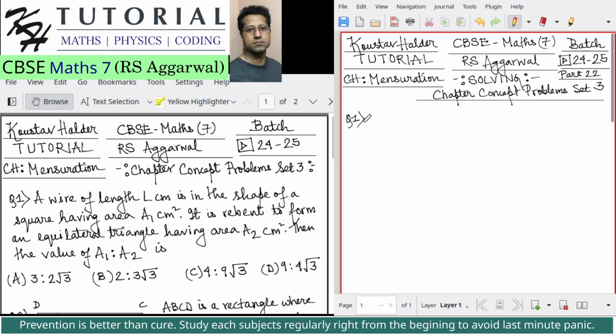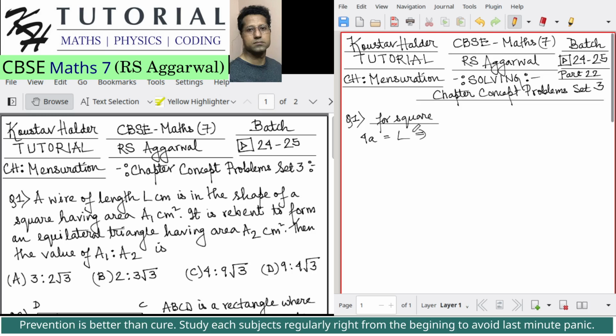So when a wire of given length is bent into the shape of a figure, then the length of the wire will be equal to the perimeter of the figure to which it is bent. So definitely the perimeter of the square and the perimeter of the equilateral triangle will be equal to the length of the wire, which is L. Okay. So for square, if we consider small a as the length of the side of a square, then we will have 4a is equal to L.